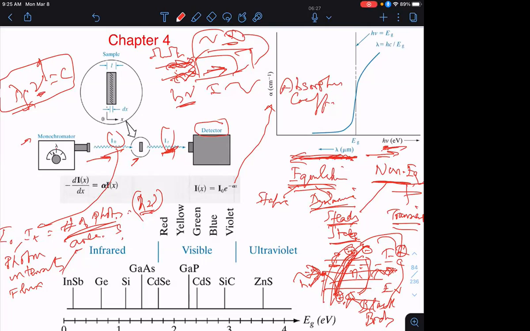So what this measurement tells you is that when the photon energy, h nu, is greater than a certain threshold, which is the band gap, I can absorb those photons and the absorption coefficient shoots up. But if the photon energy is less than the band gap, it hardly absorbs at all, and the absorption coefficient is small. Most of the light just gets transmitted through, okay?